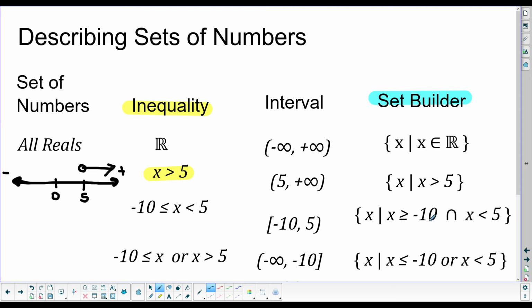Okay, and we have some other symbols down here that they use. The set of all x's such that x is greater than or equal to -10 and x is less than 5. So this symbol here means "and," or we can have the symbol "or." There's another one that's union. There are some other symbols that you come across, but like I said, it's more of a formal way of describing these sets of numbers.